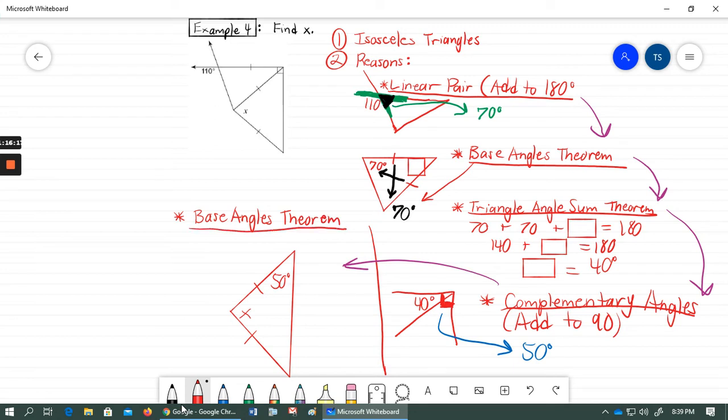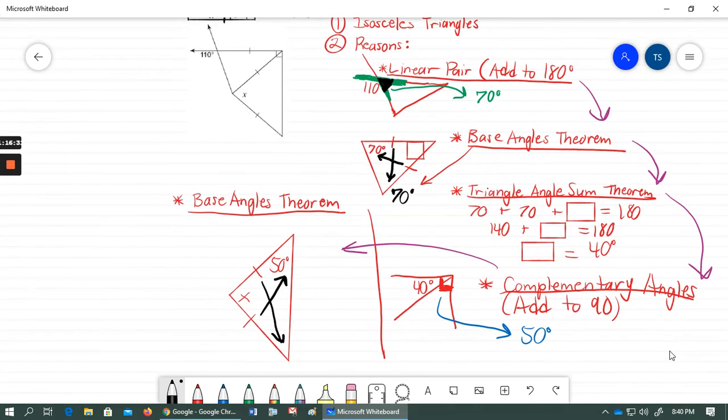Because again, if we got these two congruent sides, that means that the two base angles, those angles that are opposite from them, should be congruent to each other. So again, if one of them was 50 degrees, that means that the other one is 50 degrees. All right. So now we know that this angle right here has to be 50 degrees based on that, and doing that whole base angles theorem.